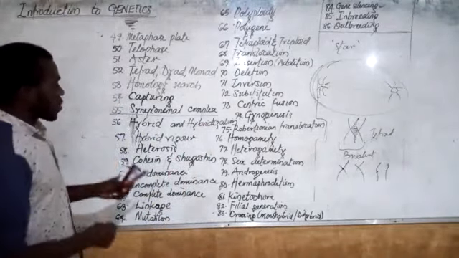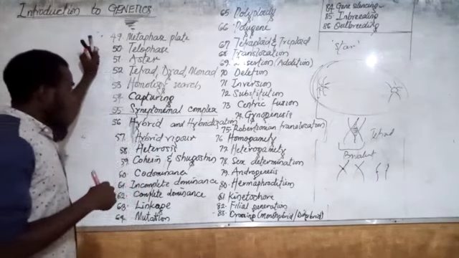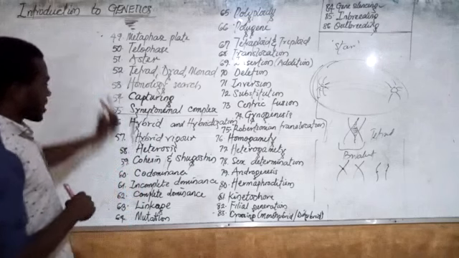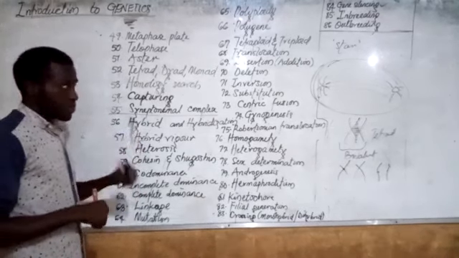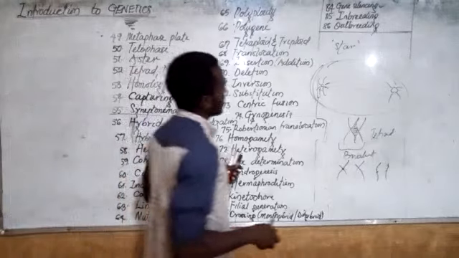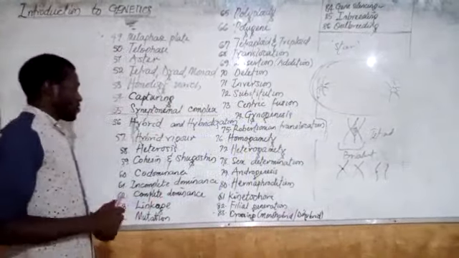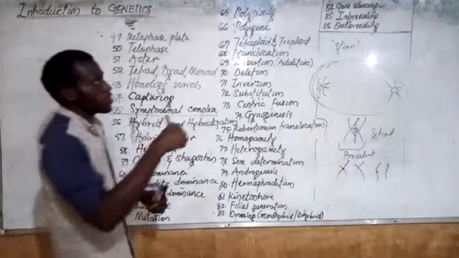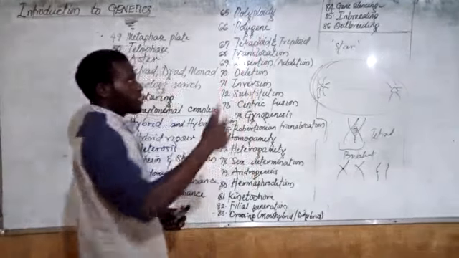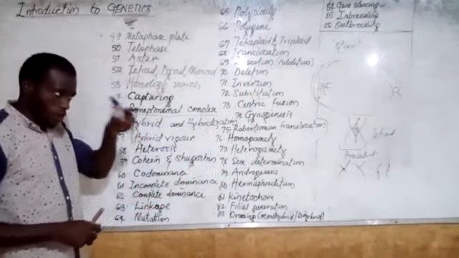Alright. Now, what is hybrid vigor? We can say that a hybrid is the product of outbreeding. Because breeding within the same species is called inbreeding, and breeding out of the same species is called outbreeding. So a hybrid is the product of outbreeding.